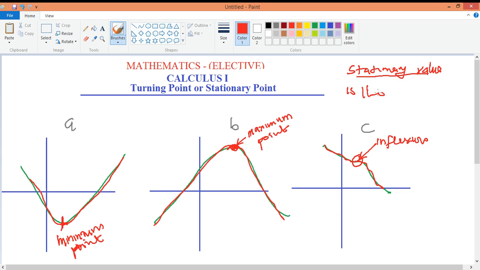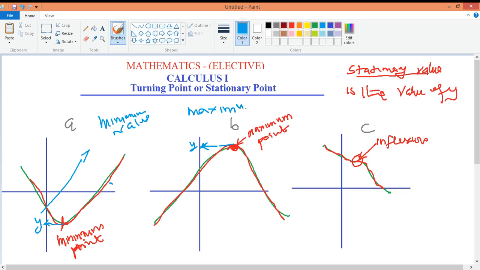The value of y. So when I come to my graph, graph A, if I trace to the minimum point and then read the y value here, the y value I record here is a minimum value. So this y is the minimum value. If I come here and trace, the value I read for the y coordinate here is the maximum value.